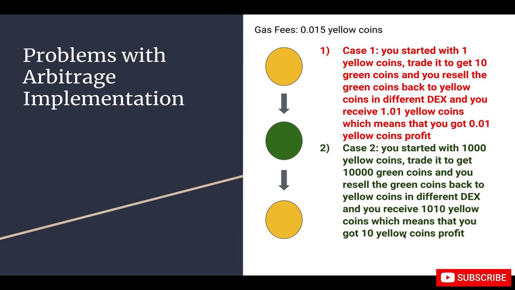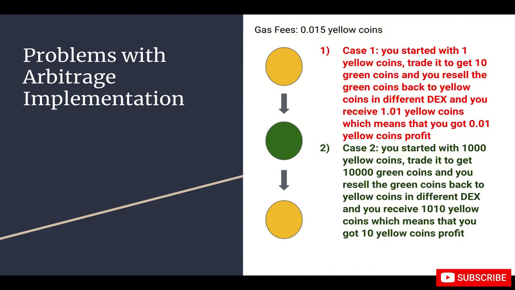And now you generated profit, and then you paid 0.015 yellow coins, so you still got approximately 9. Let me do the calculations really quick here. You still got to keep 9.985, right? If I did my calculations correctly, correct me if I'm wrong. So yes, you still made a profit, and your profit is still able to cover your gas fees here.